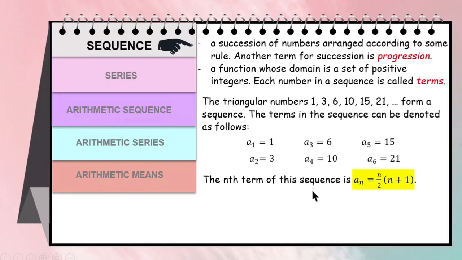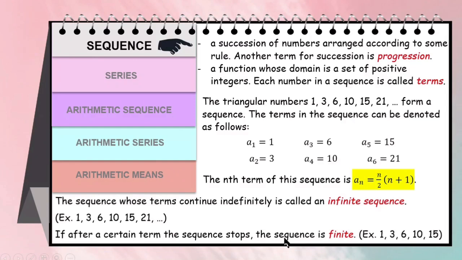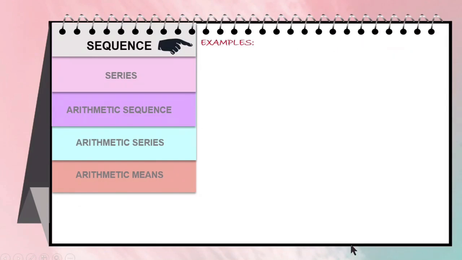The sequence whose terms continue indefinitely is called an infinite sequence. An infinite sequence is specified by listing the first few terms followed by an ellipsis. If after a certain term the sequence stops, the sequence is finite. Let us have some examples.